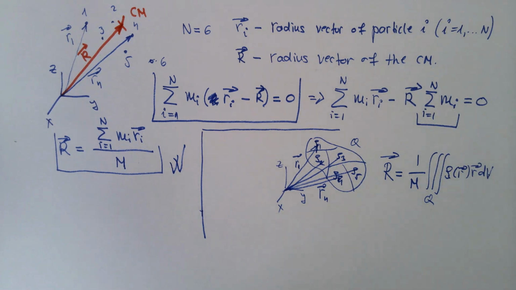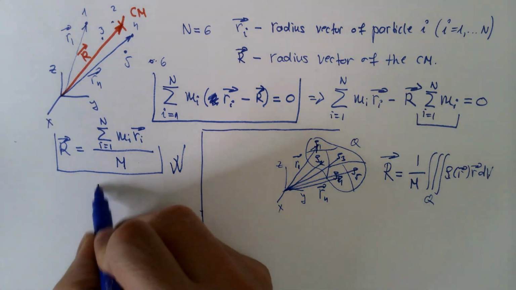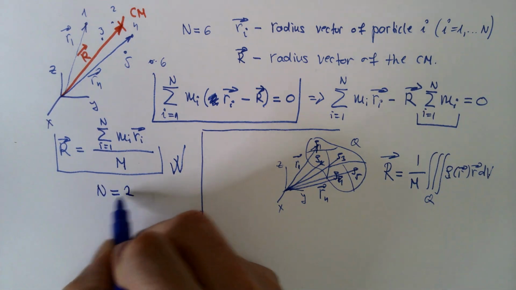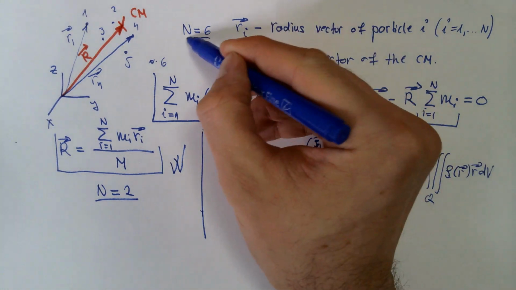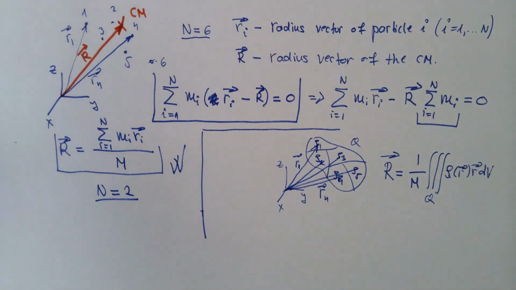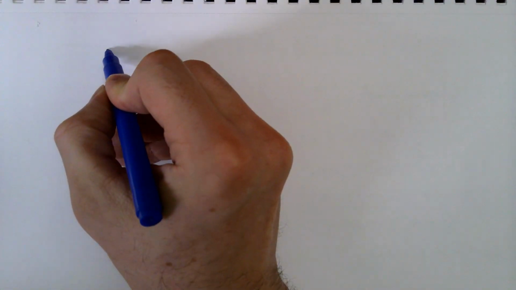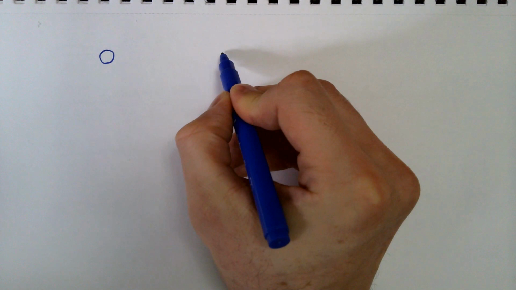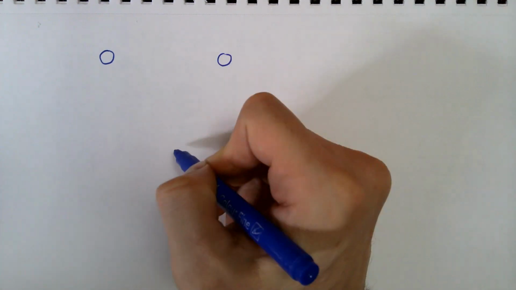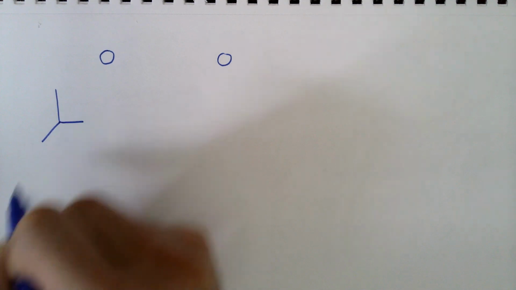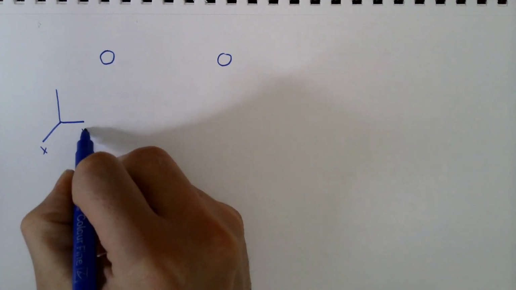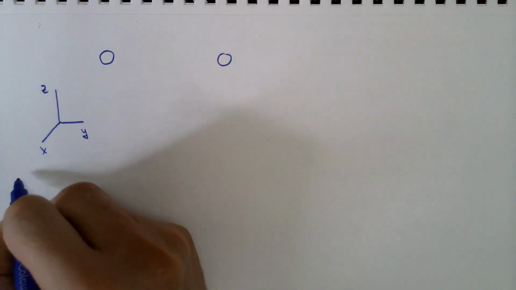Now let us develop this theory further, but we will simplify this and say that n is 2. There are only 2 particles, because if we do it for 2, most of these principles will hold if n is larger, 6 or even larger. So let us look at the system where we have 2 particles at some distance, like this. And we define some coordinate system, x, y, z.